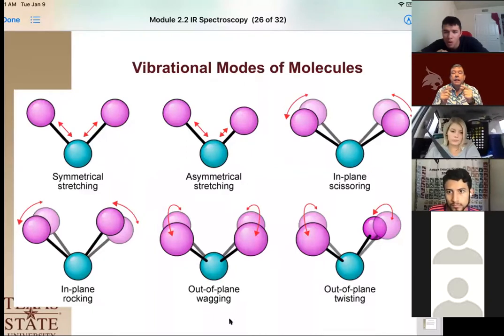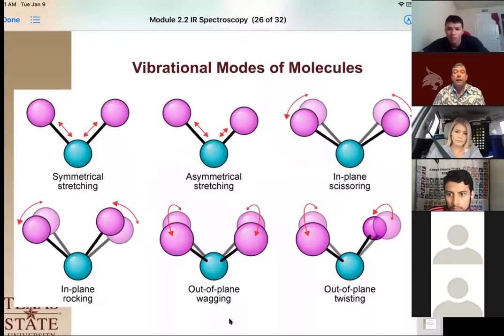And then instead of moving just out from each other, they can swing back and forth from each other. And that's called a wag or scissoring. And then we also have what we can call rocking, where the entire molecule can rock symmetrically or out of plane, or actually twisting. So there's all these different modes, and all these different modes have different energy associated with it. So what we'll see is most of these kinds of modes tend to be lower energy frequencies and are at the lower energy side of our spectrum.